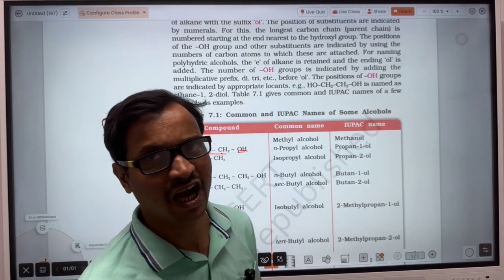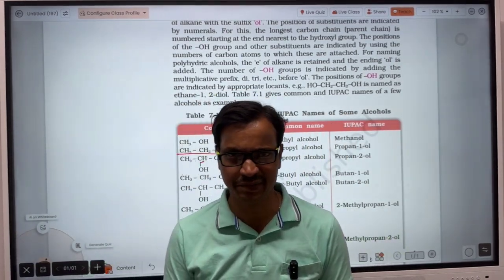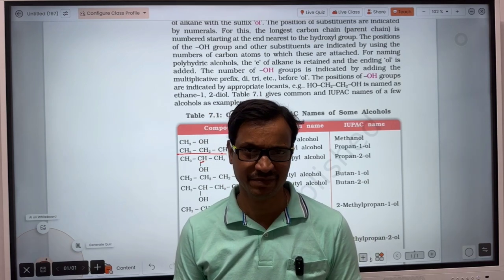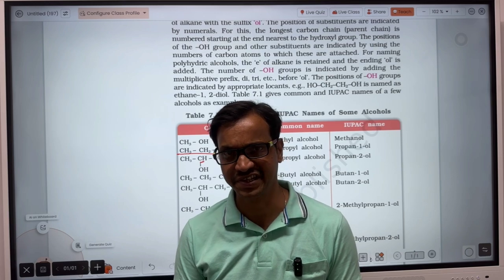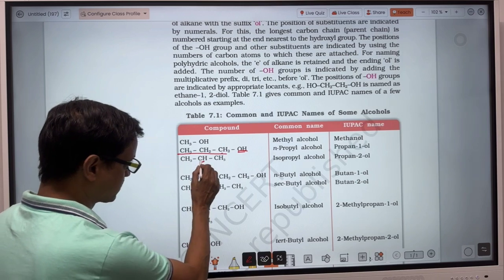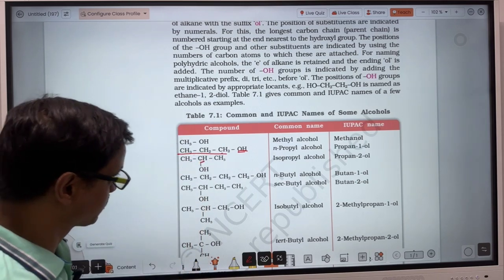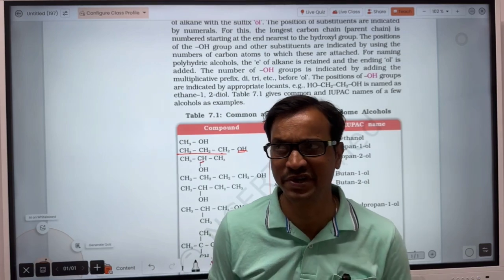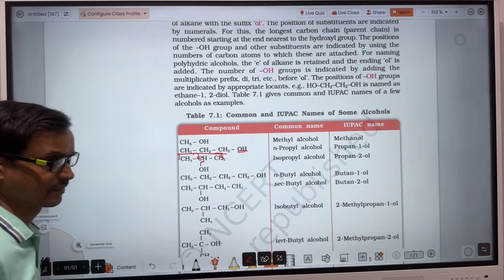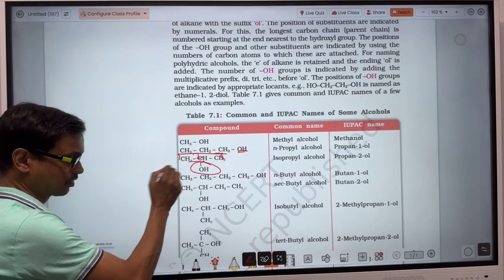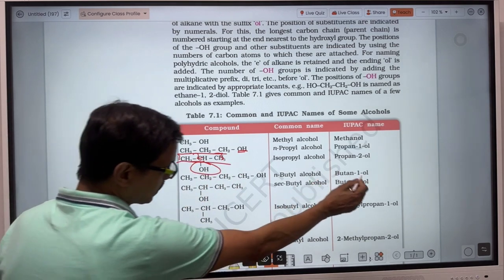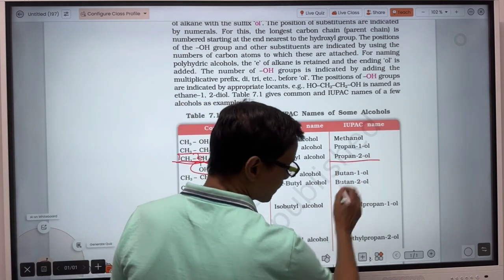Whenever you have to write the IUPAC name, you have to select the longest carbon chain which will contain the functional group. In this compound, OH is bonded to this carbon, so this carbon must be included in the main chain. So here will be 1, 2, 3 positions, and the alcohol hydroxyl group is present at the second position. So its name will be propane 2-ol.